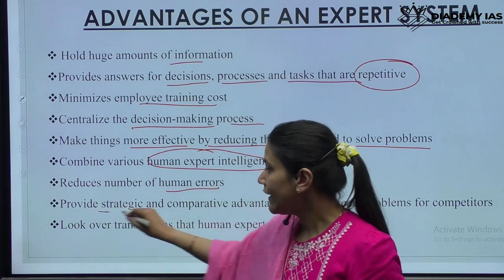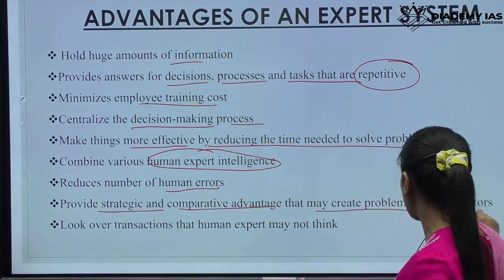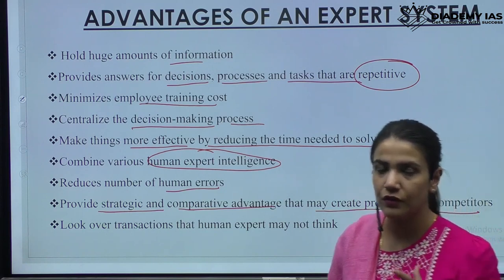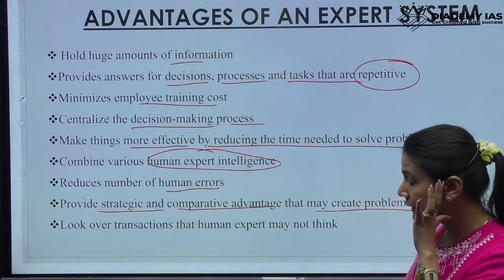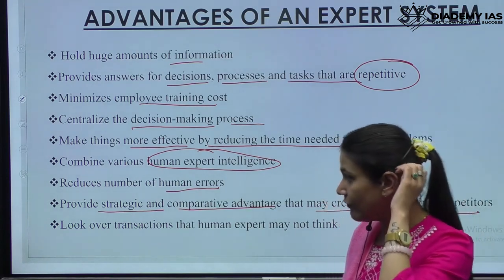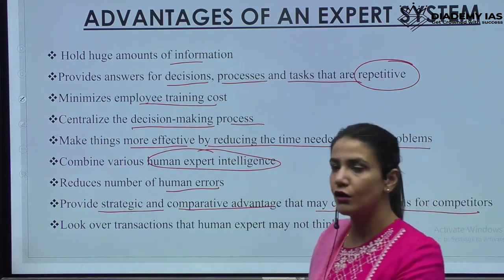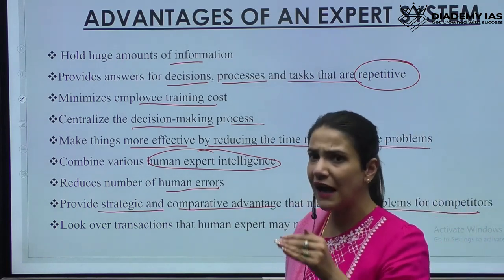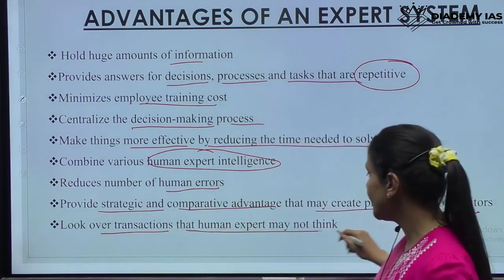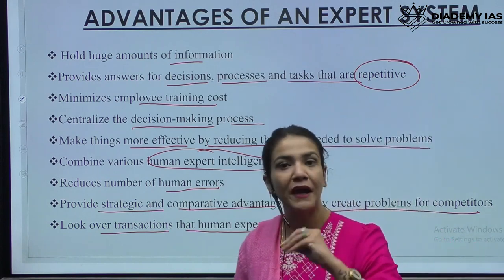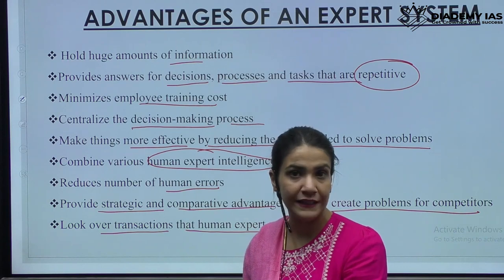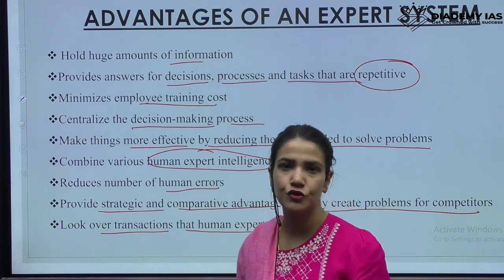It provides strategic and comparative advantage that may create problems for competitors. That's what we just considered, it helps to create a competitive advantage. So any company or any individual using an expert system can be very much in accordance with the fact that they have an upper hand over others who are not using an expert system. It looks over transactions that a human expert may not think of. So it goes to the minutest of details. A human might miss those facts, details or information, but an expert system would surely not, right?